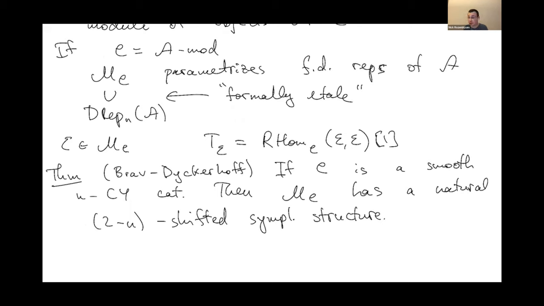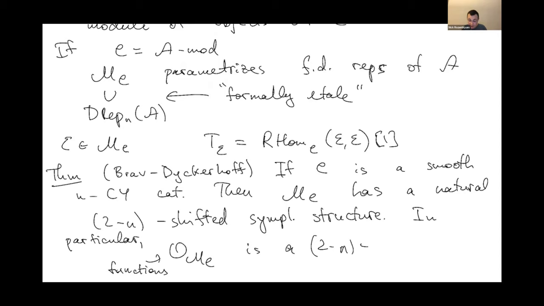I don't want to say anything more about that, other than that in particular, this implies that if you look at the space of functions, this is a two minus n shifted Lie algebra. This has the structure of a Lie algebra. Great.